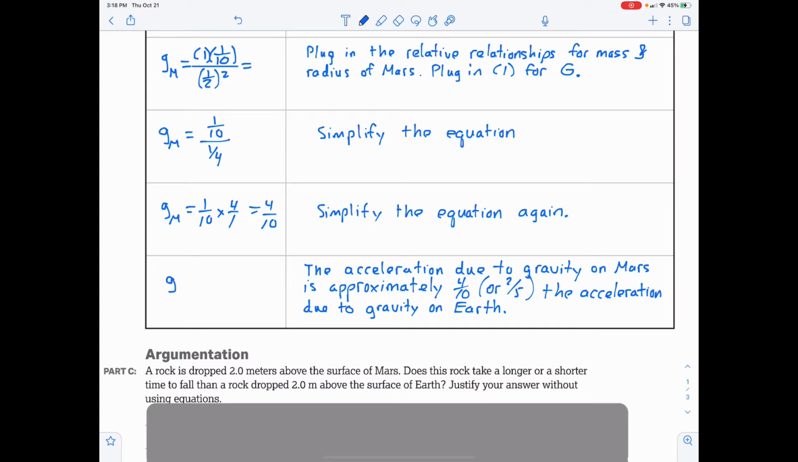So we can write that as gravitation on Mars is equal to 4/10 the gravity on Earth, or you could write it as the gravitational field on Mars is 2/5 the gravitational field on Earth. Either of those would be fine.